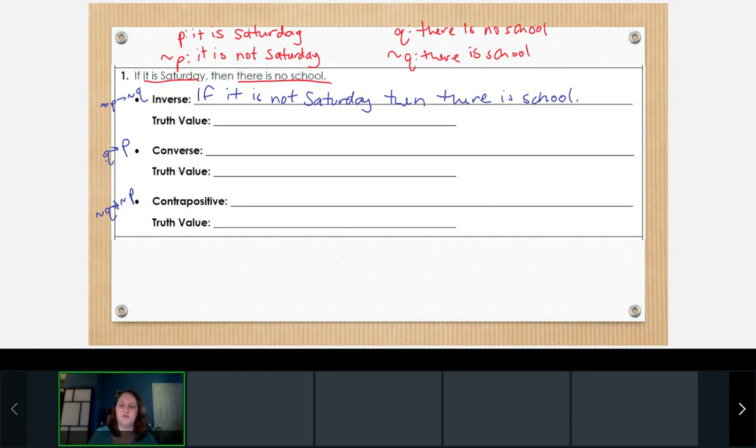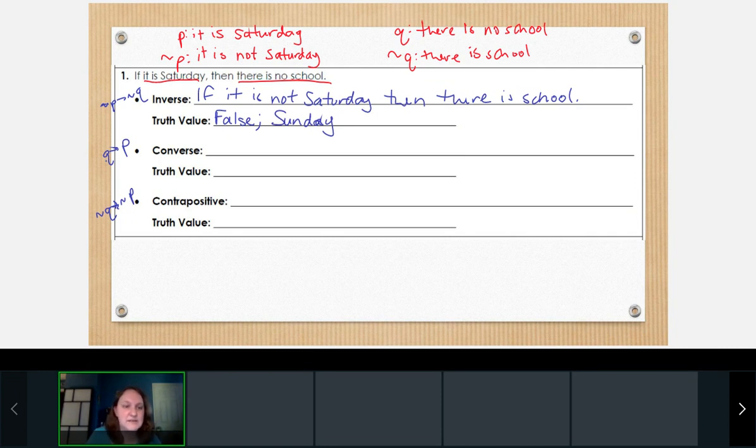And now it's asking us for a truth value. What do you think? Is my inverse true or false? It's false. Right. If it is not Saturday, then there is school. Can you come up with a counterexample? I'm seeing some of you put it in there. Sunday, right? Sunday makes the first part true, not Saturday, but there is not school on Sunday. So Sunday is a good example of a counterexample here. That's an A.